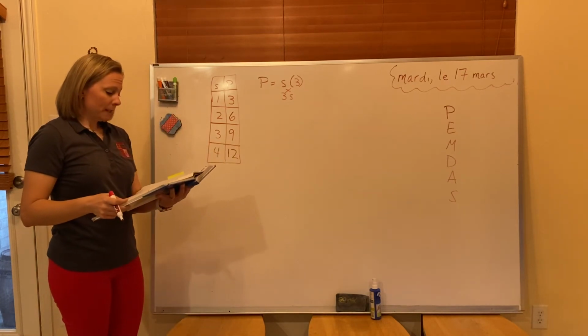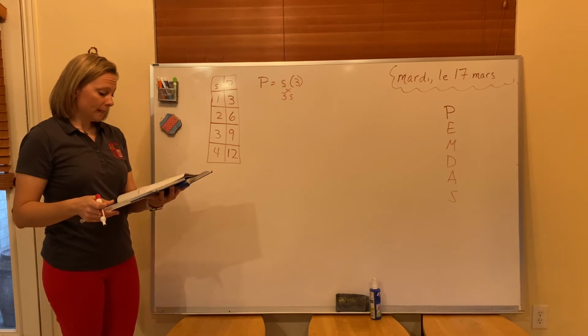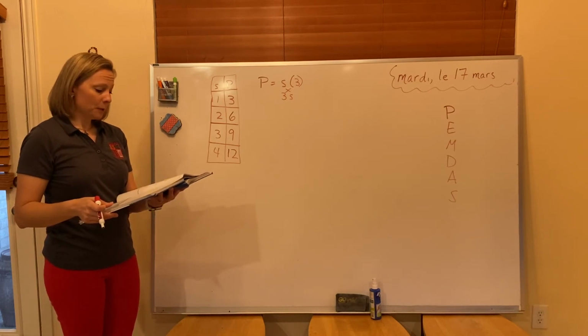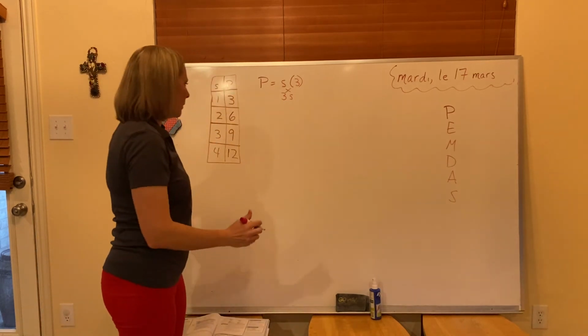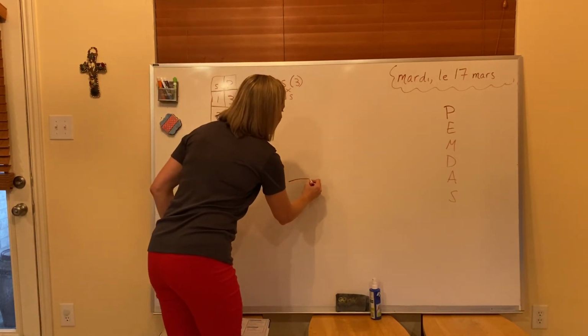Now we graph these points on a coordinate plane with one axis for perimeter and the other axis for side length. So let's do the same that they did on the previous example. Our side length will be on the bottom.